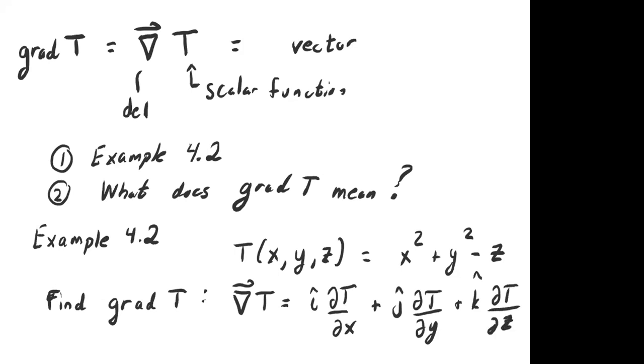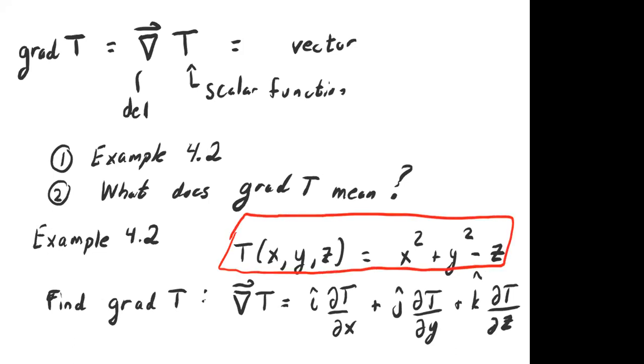So I know what T is. In order to get the gradient of T, I need to calculate the partial derivative of T with respect to x, multiply that by i hat, take the partial derivative of T with respect to y, multiply that by j hat, and then take the partial derivative of T with respect to z, and multiply that by k hat. So let's just do that. This is just using the rules of partial differentiation.